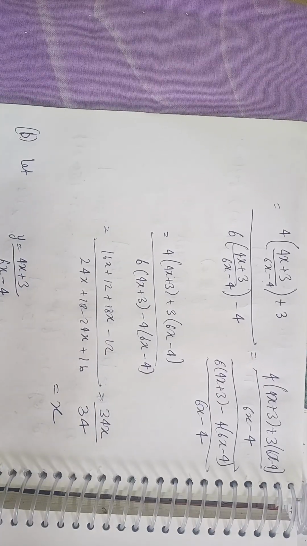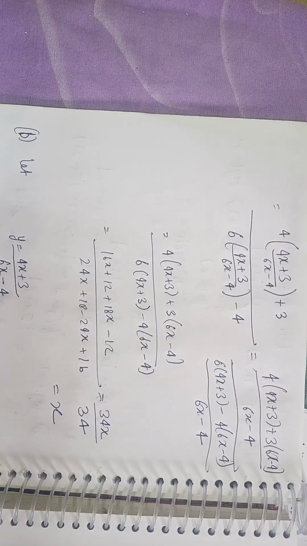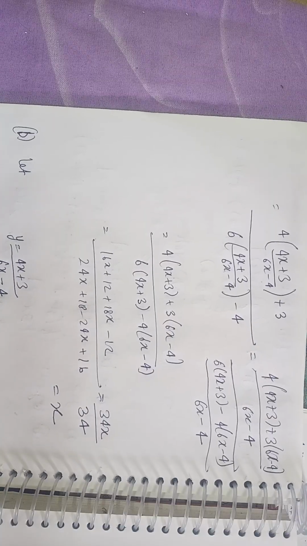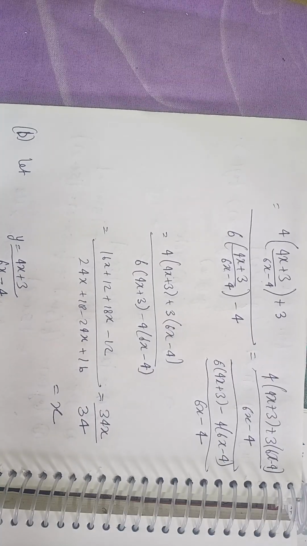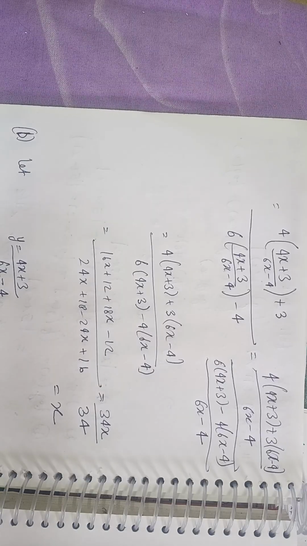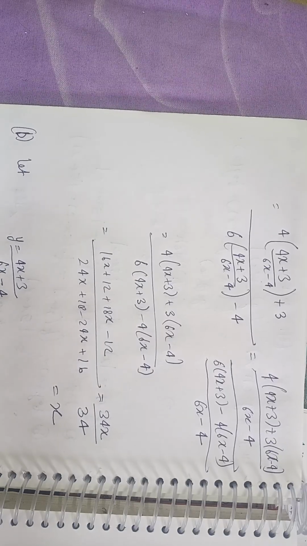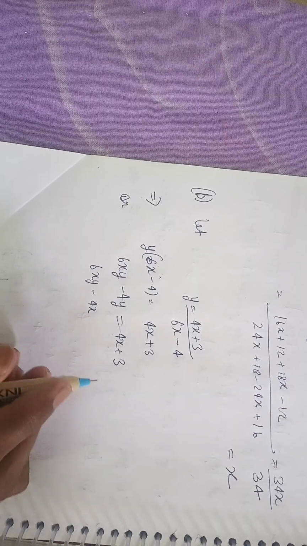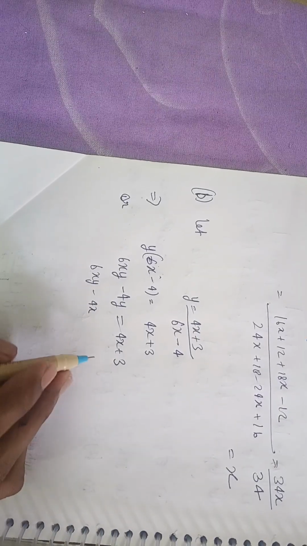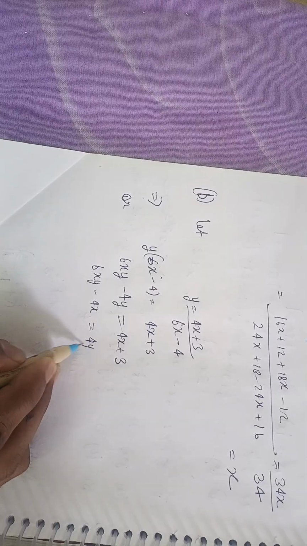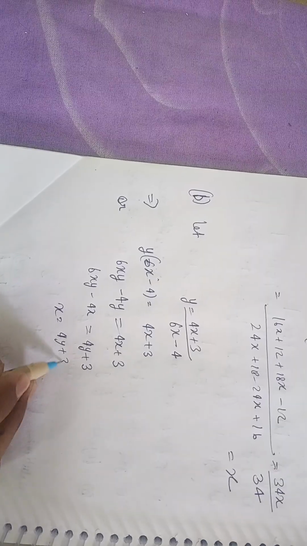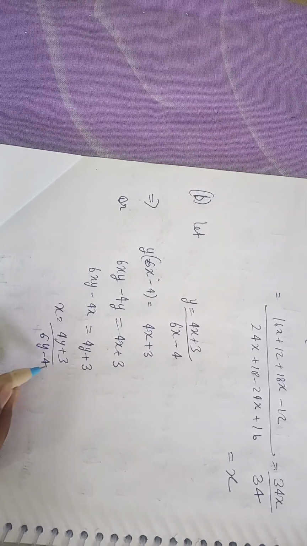Therefore, y = (6x − 4)/(4x + 3), or 4xy + 3y = 6x − 4, so 4xy − 6x = −3y − 4, or 6x − 4xy = 3y + 4... x = (4y + 3)/(6y − 4).